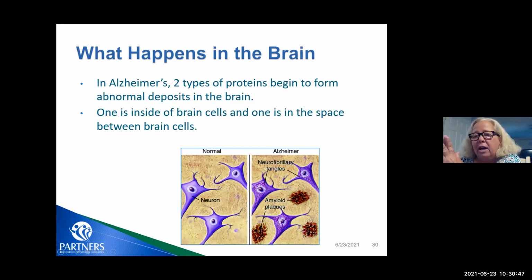This is a drawing of it, but this kind of helps explain it. The purple neurons there are brain cells in that picture. And inside of the brain cells, people with Alzheimer's develop a problem with neurofibrillary tangles. Then in between brain cells, people with Alzheimer's develop problems with amyloid plaques. So the tangles are inside of brain cells, the plaques are outside in between the brain cells.